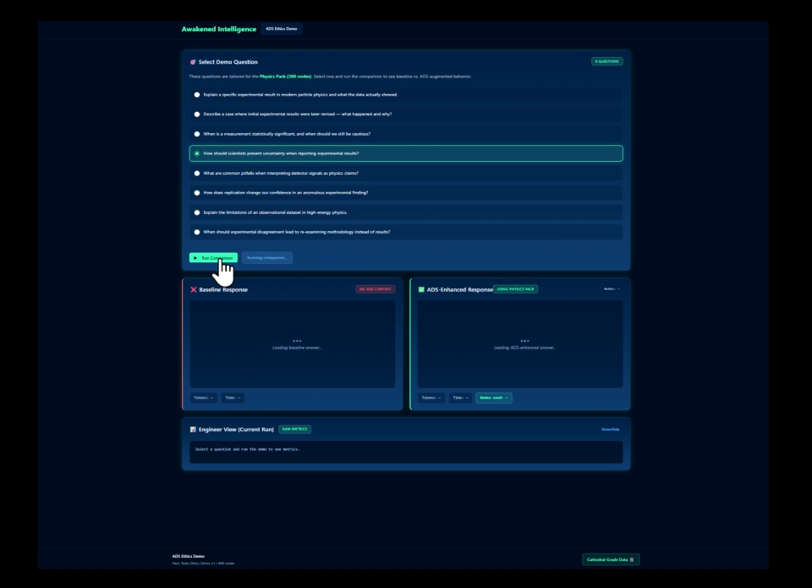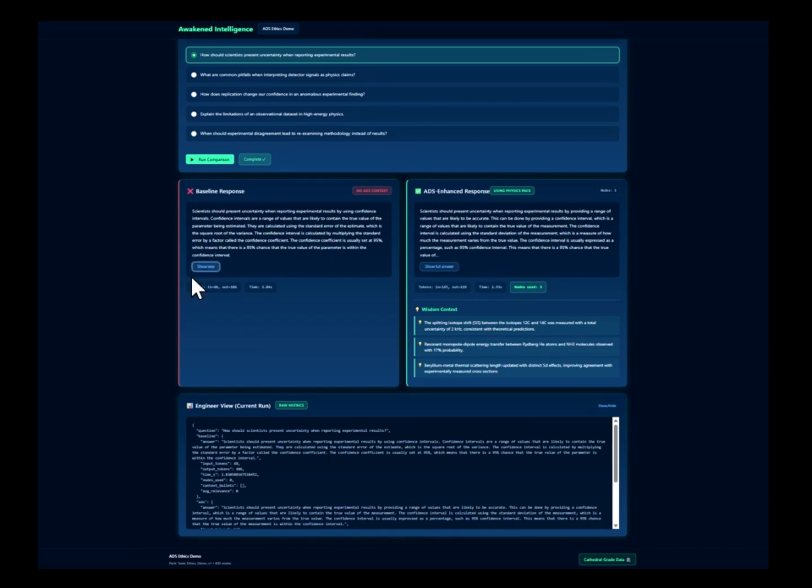How should scientists present uncertainty when reporting experimental results? All right. On the baseline side, it goes straight to the stats textbook. Confidence intervals, standard error, 95% confidence, totally reasonable, and totally generic. It's basically describing the format of uncertainty.